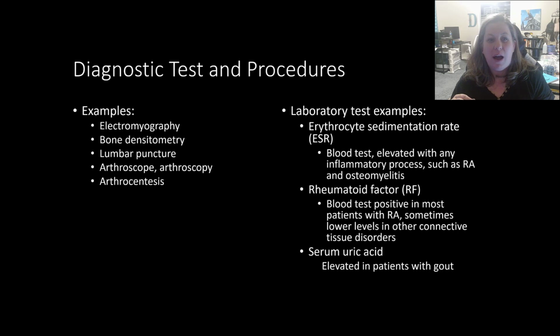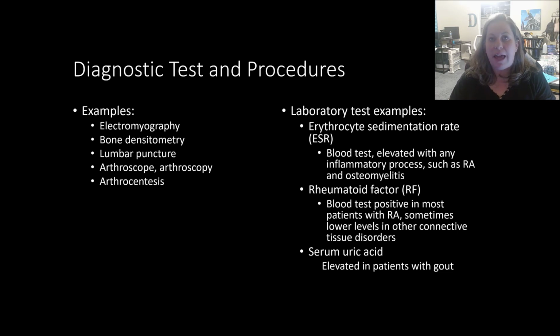We may also look for RA, which would be rheumatoid arthritis, and osteomyelitis if there's infection, but this would be a test we might use for that. We also have rheumatoid factor, or RF. This is where you do a blood test and you look for this particular protein factor. If it's present in the blood, there's a good chance that they have rheumatoid arthritis. It could be at lower levels in other connective tissue disorders as well, but normally it's an indication of rheumatoid arthritis.